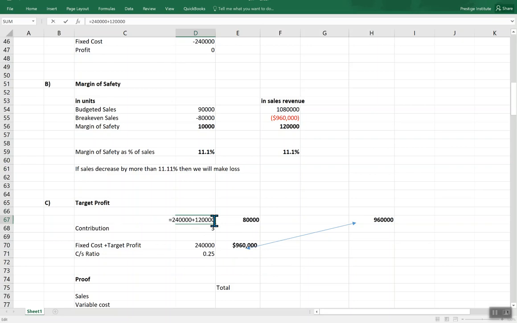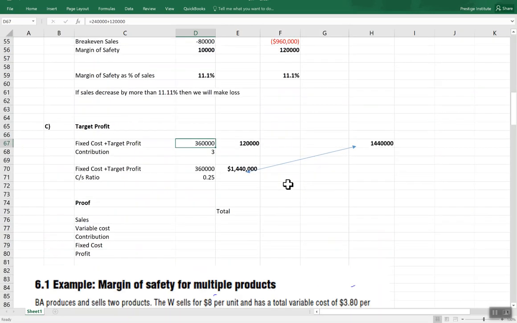We are not just trying to cover our fixed costs. We also want to earn 120,000 profit, so the units would be 120,000 units. Or 1.4 million sales, which if I take the units multiplied by the sales price, gives me the same thing. So same thing, the only thing we added is with the fixed cost we have added the target profit as well. Let's prove whether 120,000 units or 1.4 million sales revenue will have a profit of 120,000.